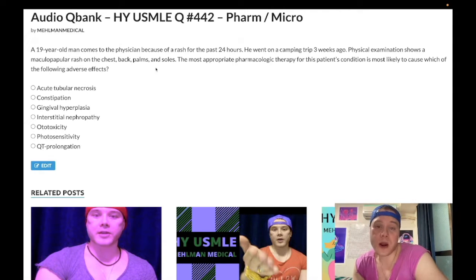19-year-old dude, 24-hour history of rash. He went camping 3 weeks ago. Physical exam shows a maculopapular rash in the chest, back, palms, and soles. Most appropriate pharmacologic therapy for this patient's condition is most likely to cause which of the following adverse effects? So palms and soles rash, very buzzy, okay, plus camping. This is Rickettsia, Rocky Mountain spotted fever, spread by Dermacentor wood tick. Despite the name, it's usually the eastern United States.